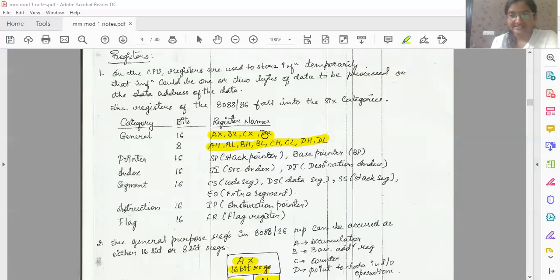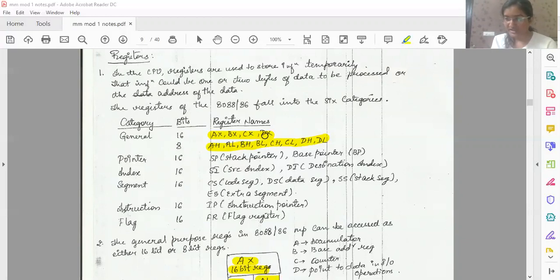Now next is the CX register. It is used as a default counter. This we have seen in 8086, 8085 also. It is used as a default counter or count register in case of many of the instructions that we have come across. Next we have the DX register.